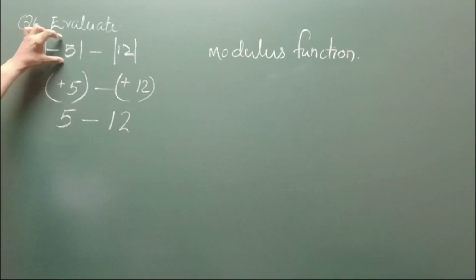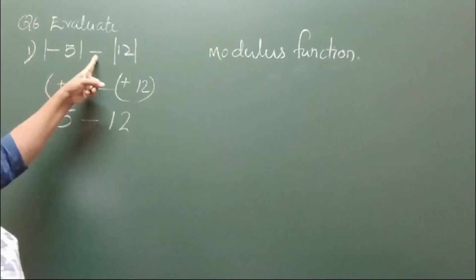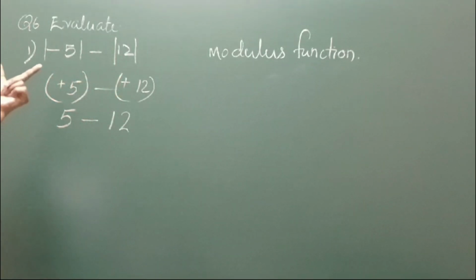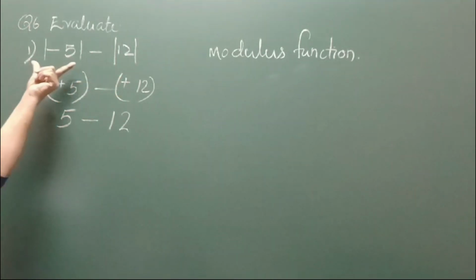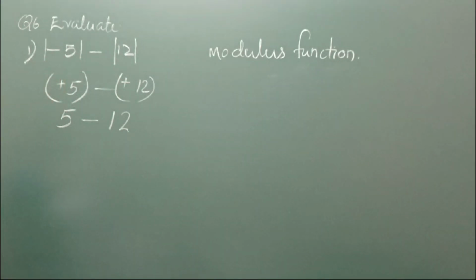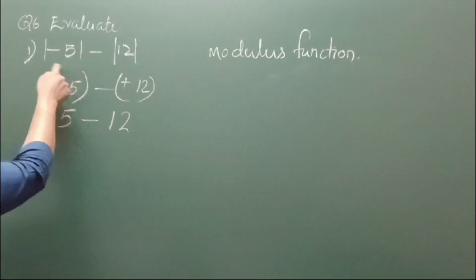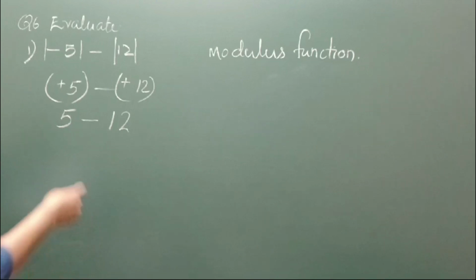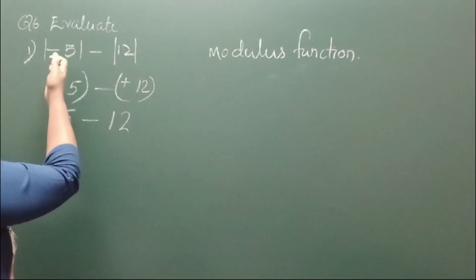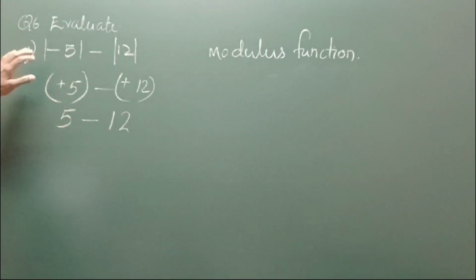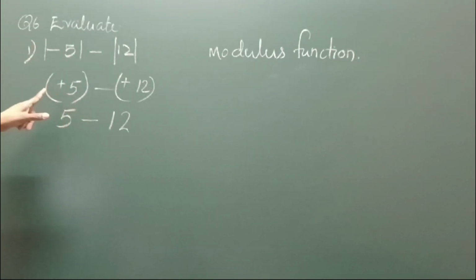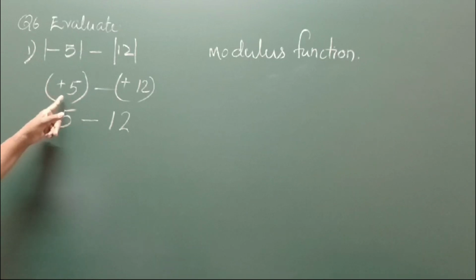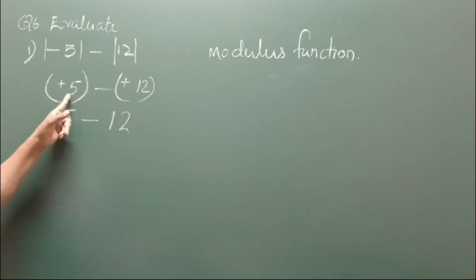Once again, this is minus 5 minus 12. It is in the modulus function, the modulus symbol is used to show absolute value. Now we have to remove this symbol. For that we have to use a simple bracket. The absolute value of any integer, negative or positive, will always be positive. So we will write down in the bracket plus 5.